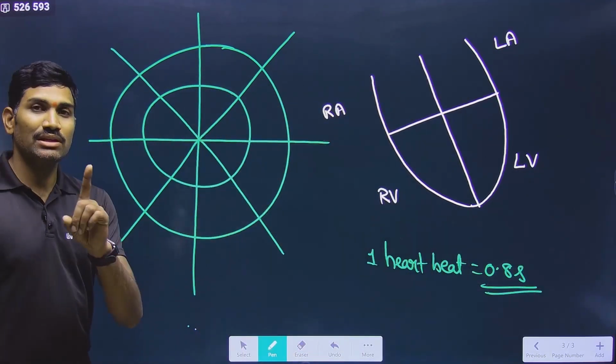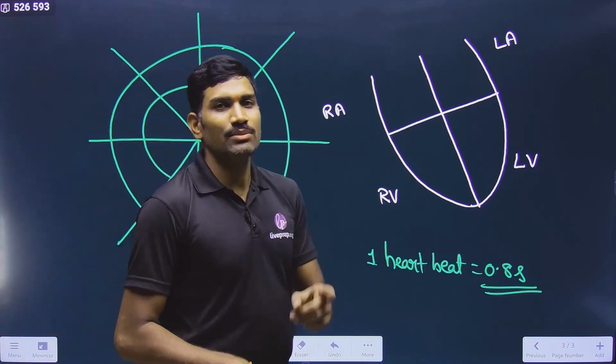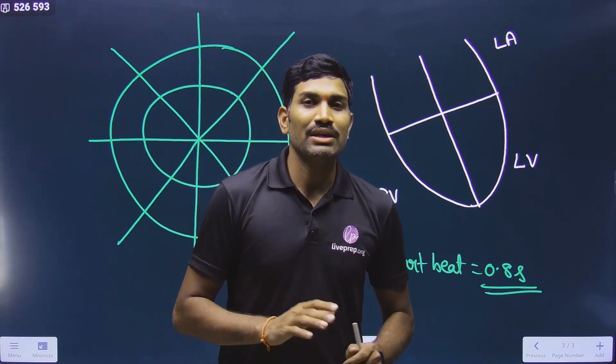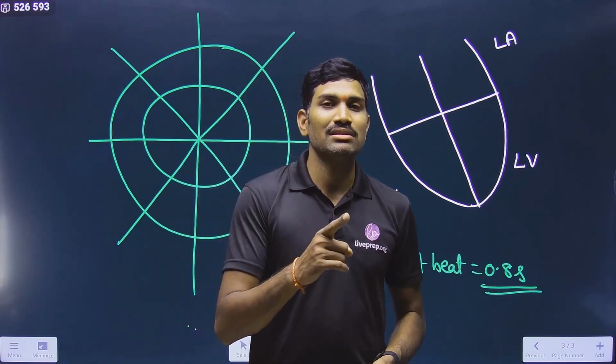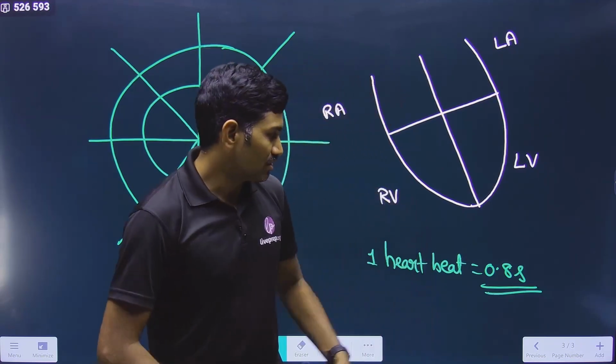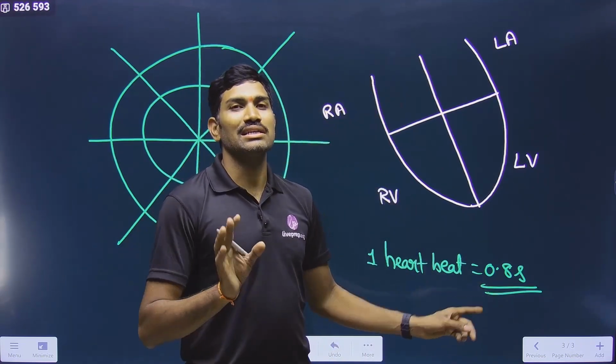That means it is not even one complete second. Please remember this. Suppose for one heartbeat it is taking 1 second. In 1 minute only 60 beats will come. But we are saying 72. That means one heartbeat should take less than 1 second. So actually it is taking 0.8 seconds.